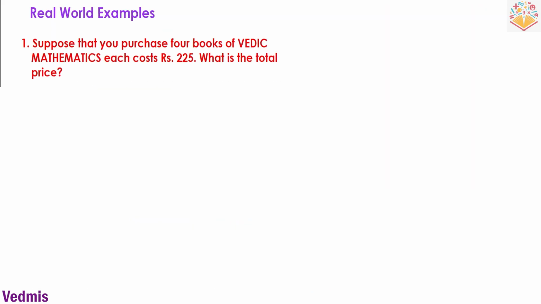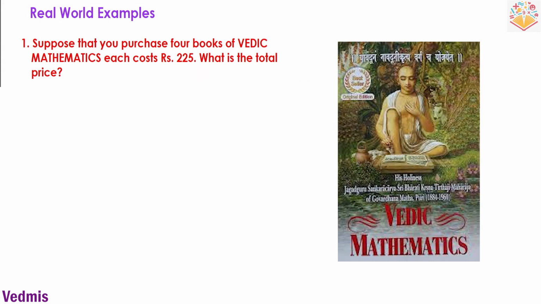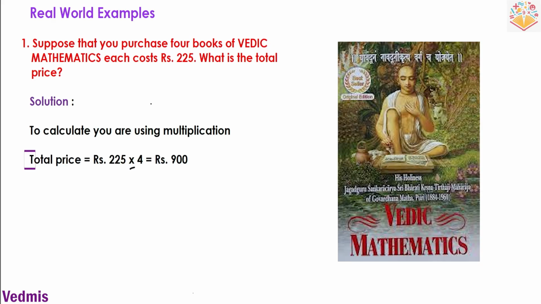Let us take some real world examples as usual on multiplication where it is applied. First one. Suppose that you purchase 4 books of Vedic mathematics, one of the wonderful books every student should have in his or her library. Each costs rupees 225. What is the total price? To calculate, you are using multiplication. Total price is equal to 225 into 4. If you multiply, you get 900.